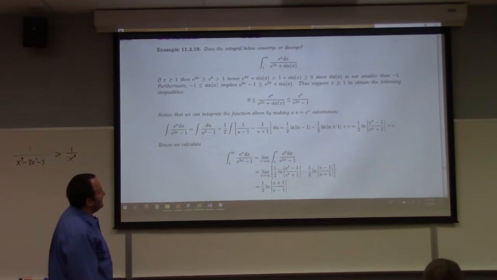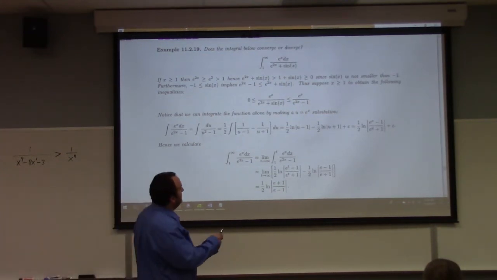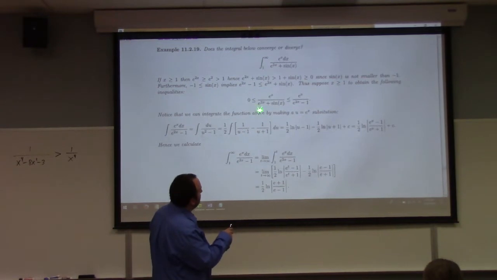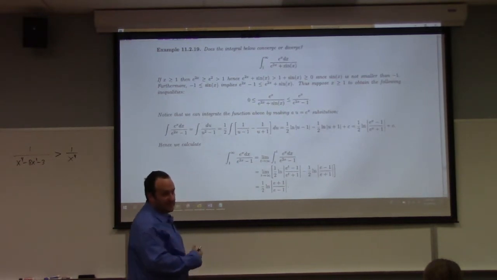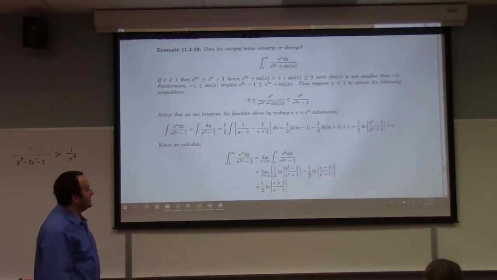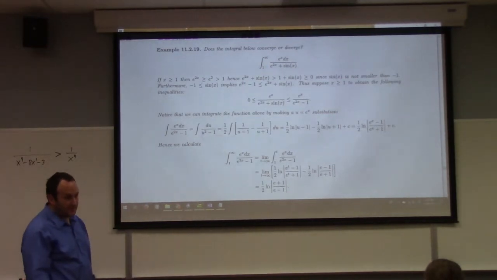I didn't quite get that. So the inequality that suggested itself to me was that this is less than that, right? Because if you think about it, sine x, first of all, I argue that e to the 2x plus sine x is positive, all right? So at least the fraction you're looking at there is bounded below by 0.